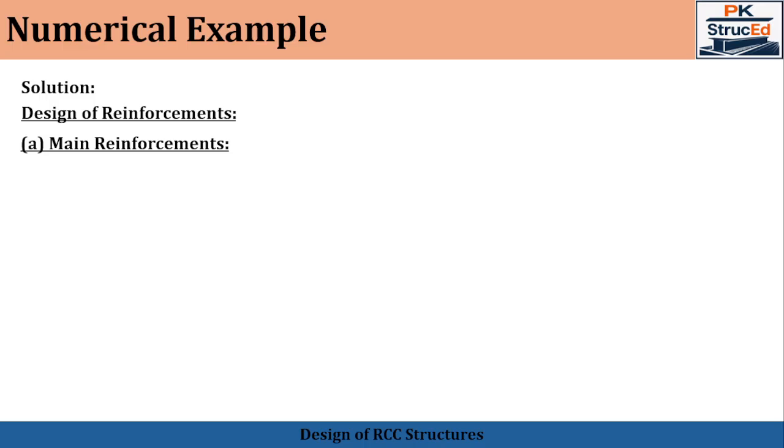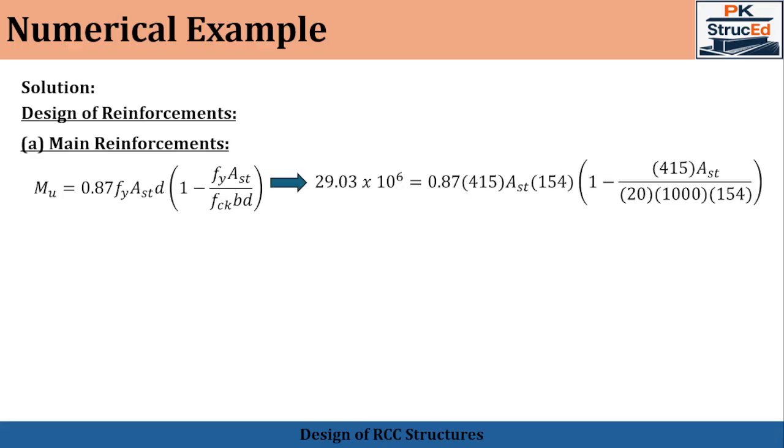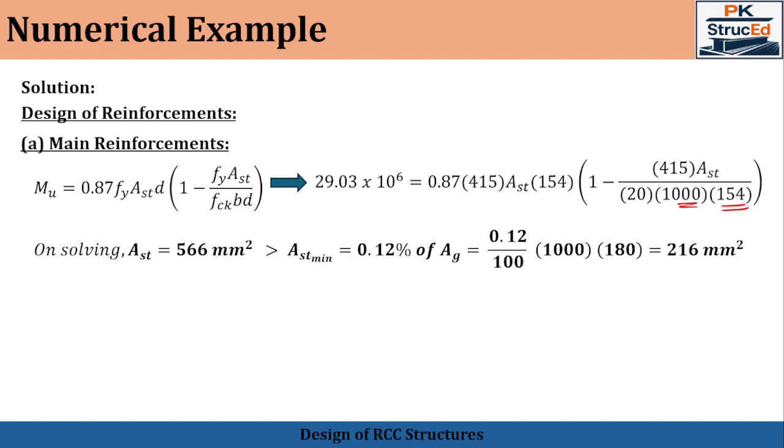Taking the consideration of Annex G 1.1b for under reinforced section, using the relation Mu = 0.87 Fy Ast (1 - Fy Ast / fck b d), substituting the moments, and b is 1 meter with an effective depth of 154, we are calculating the Ast as 566 mm square. And this Ast has to be checked for the minimum Ast condition of 0.12% of the gross cross-sectional area.